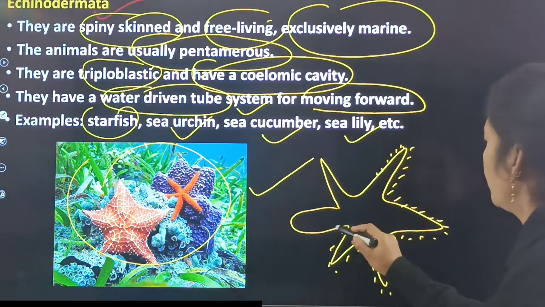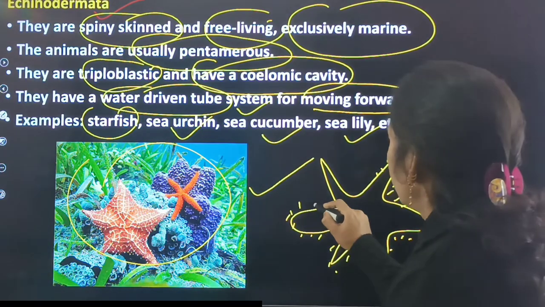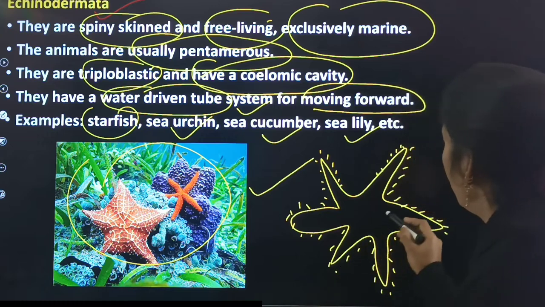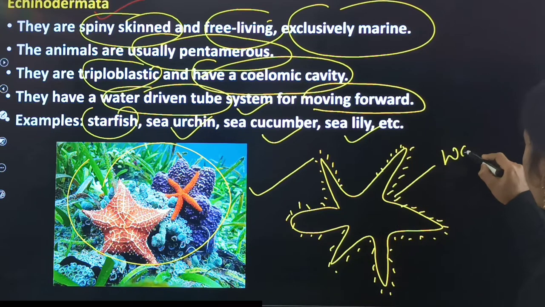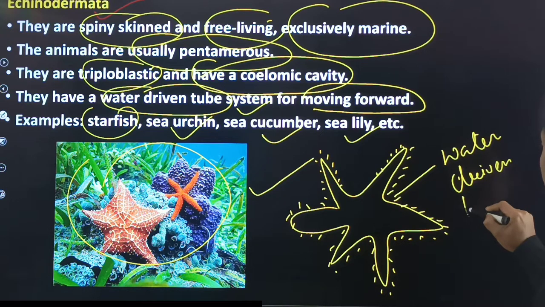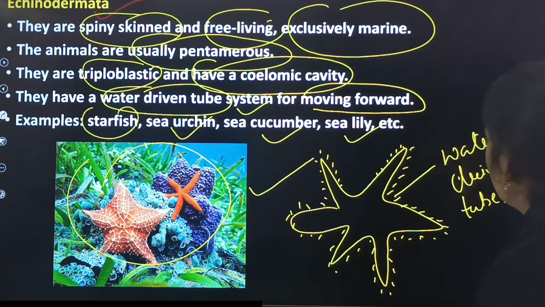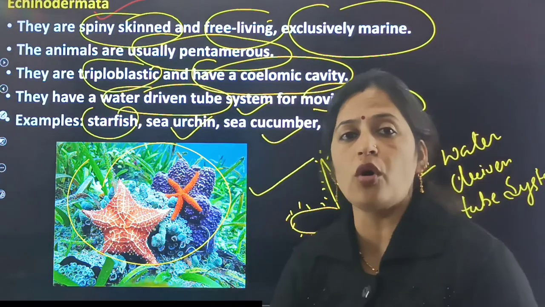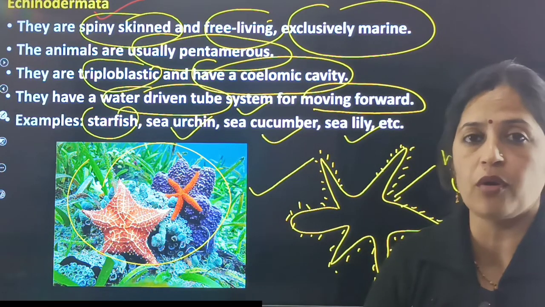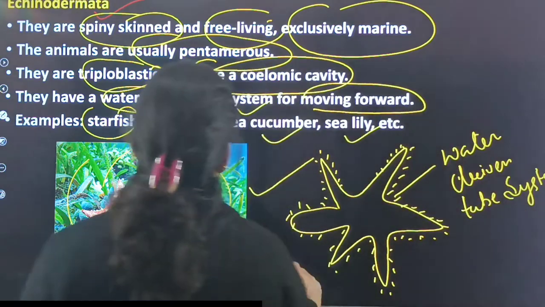This is the example of the starfish. And they have a water driven tube system. With the help of this water driven tube system, their body moves forward, and without this water driven tube system, their body can't move forward. That means their body can move forward only with the help of this water driven tube system.